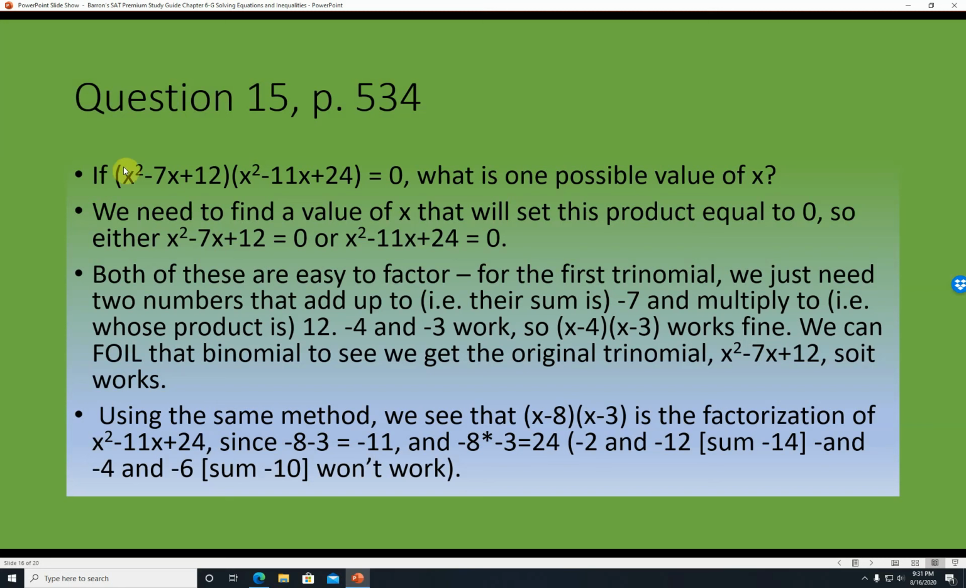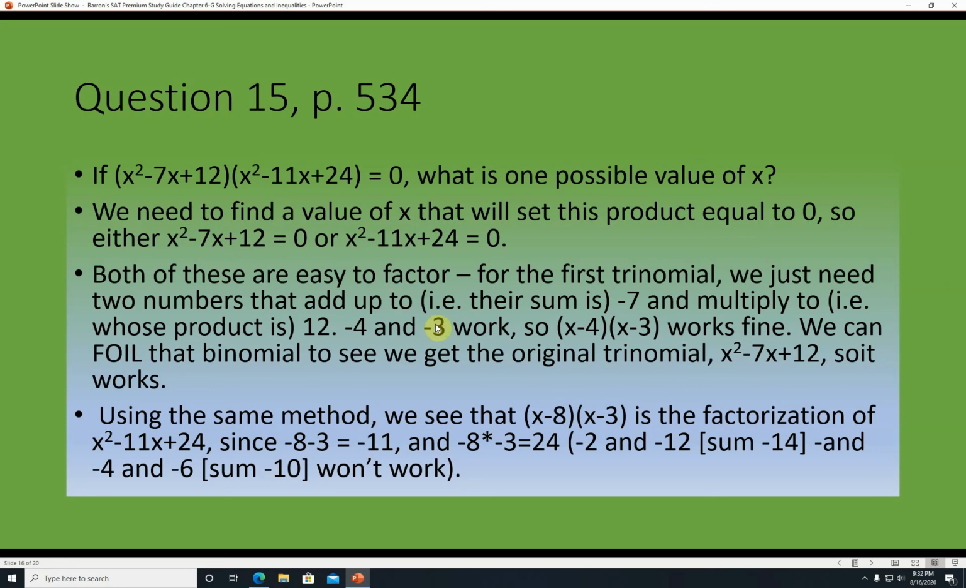So then we know either this one, x squared minus 7x plus 12, or this one, x squared minus 11x plus 24, has to be equal to 0 because anything times 0 is equal to 0. So x squared minus 7x plus 12 equals 0, x squared minus 11x plus 24 equals 0. These are both pretty easy to factor. We just need to find, for this one, two numbers that add up to minus 7 and multiply to 12. The other way you could say it in more professional mathematical language would be the sum of the two numbers is negative 7 and their product is 12.